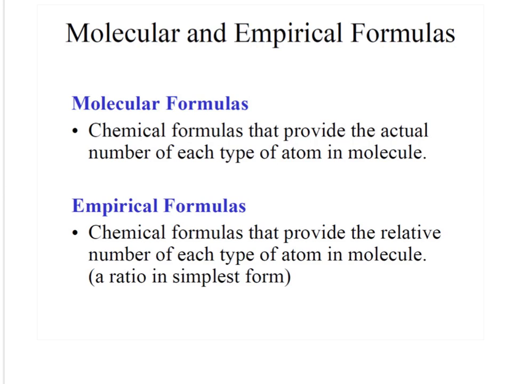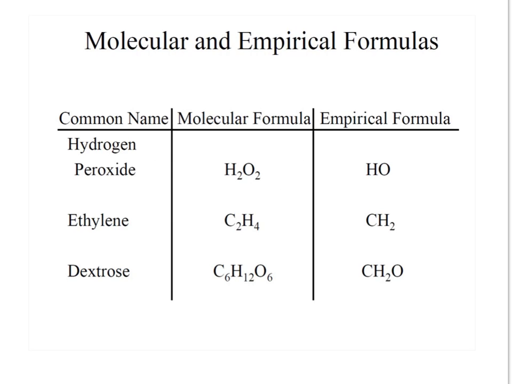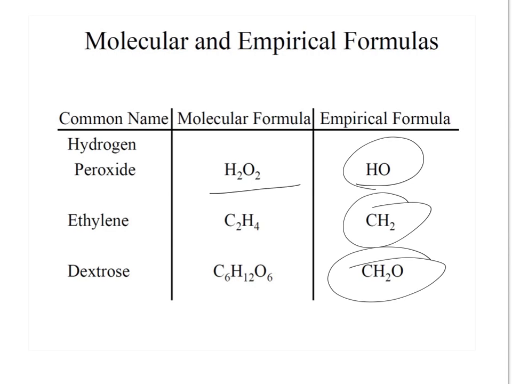All right, molecular and empirical formulas. Molecular formulas are chemical formulas that provide the actual number of each type of atom in a molecule. The empirical formula is the reduced version, reduced to the simplest form. So hydrogen peroxide, H2O2, its empirical formula, HO, we've reduced it. Ethylene, C2H4, in its reduced form, CH2. Dextrose, when you reduce it, CH2O.